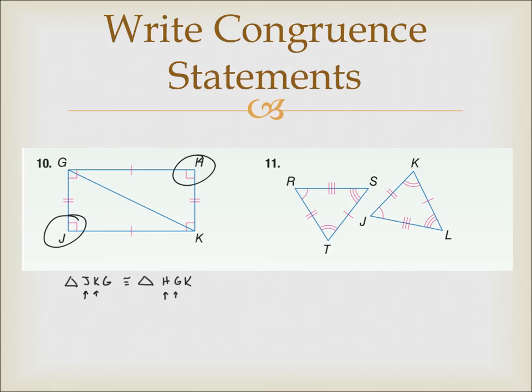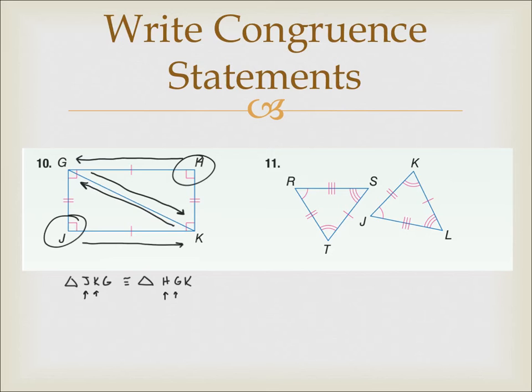Then, starting with J, I went up the side that had the 1 congruency mark to K, which went next in my statement. Then I did the same thing on the other side. Start at the right angle from H, go up the one side marked to G. And then to get my third angle, I went across to G. And the same thing on my second triangle. I go down and across to K.